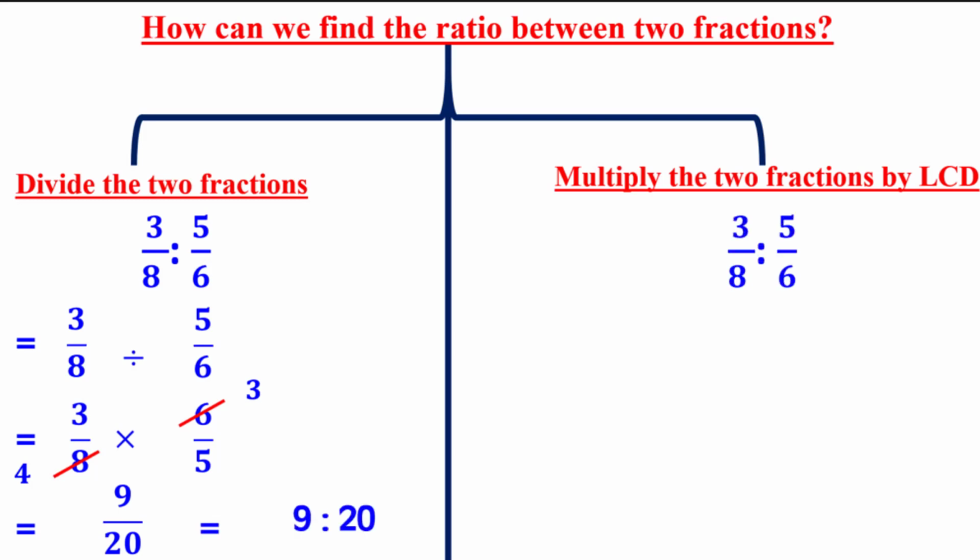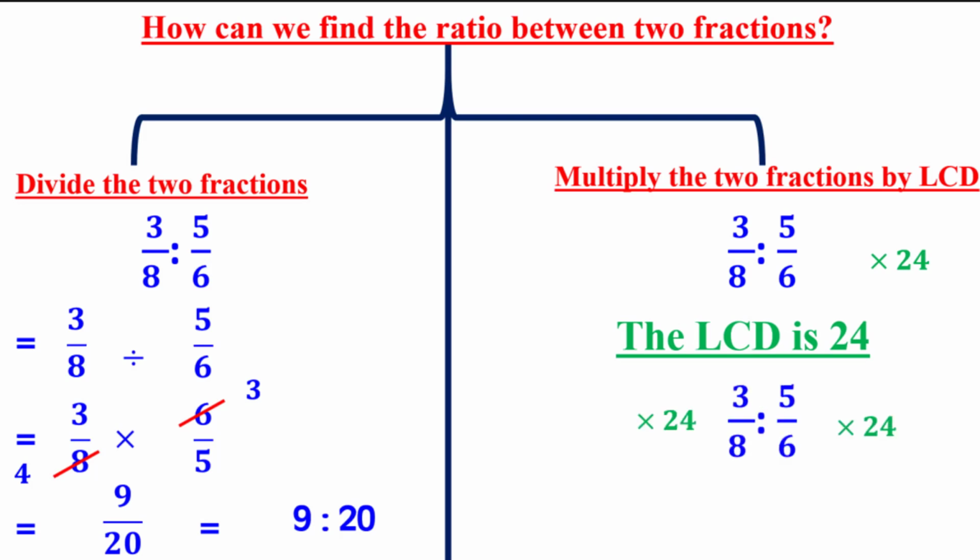The second way, 3 over 8 to 5 over 6. Ask yourself, what is the LCD of the two fractions? What is the smallest number that is divisible by 8 and 6 at the same time? This number is 24. Yes, the LCD is 24. So multiply the two fractions by 24, or multiply the two terms of the ratio by 24. Simplify, we will get 24 divided by 8 equals 3, and so on.